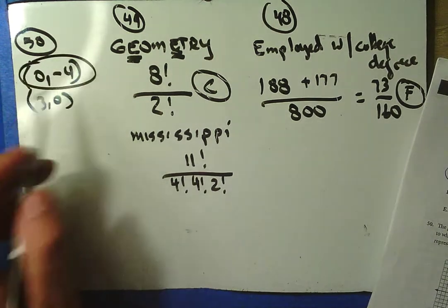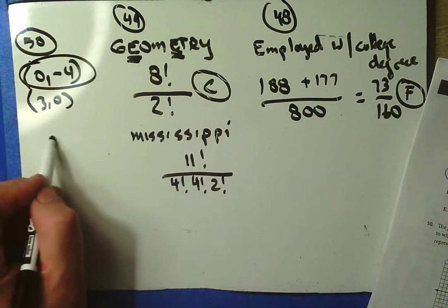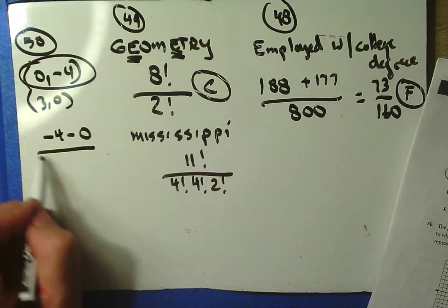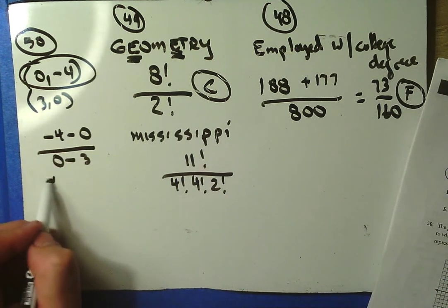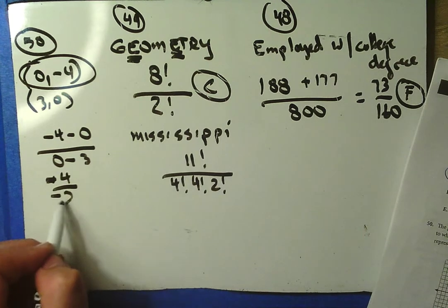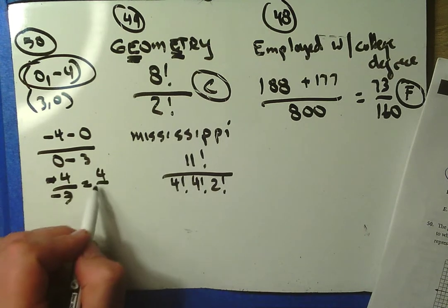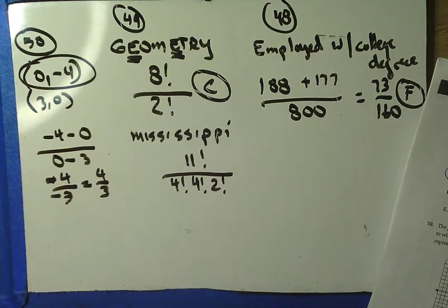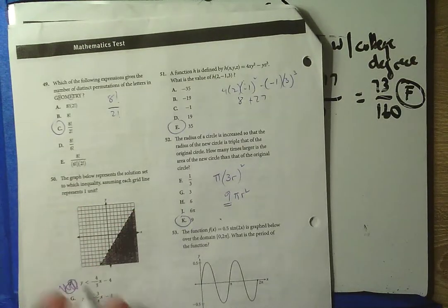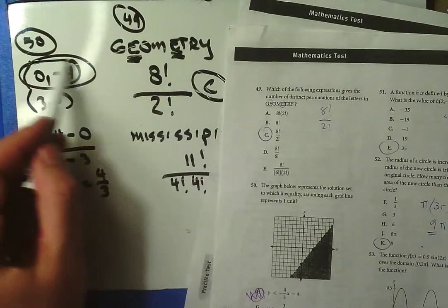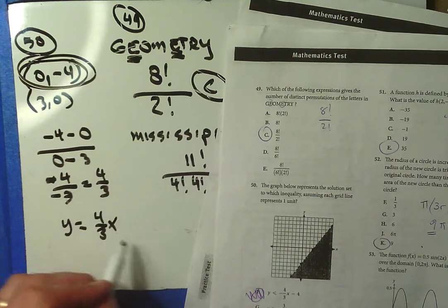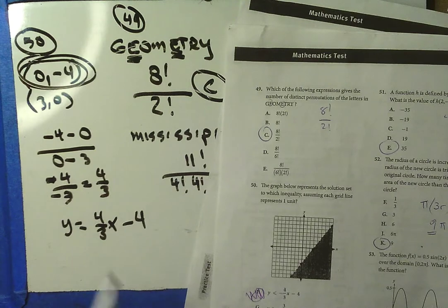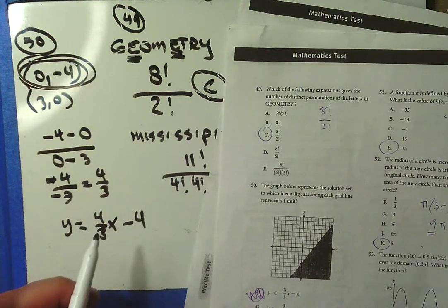We've got the y-intercept. What about the slope? -4 minus 0 over 0 minus 3. So I get -4 over -3, which is positive 4/3. So I have a positive slope. That makes sense. And I have a negative y-intercept. So I could write y equals 4/3 x minus 4. But I have an inequality here.